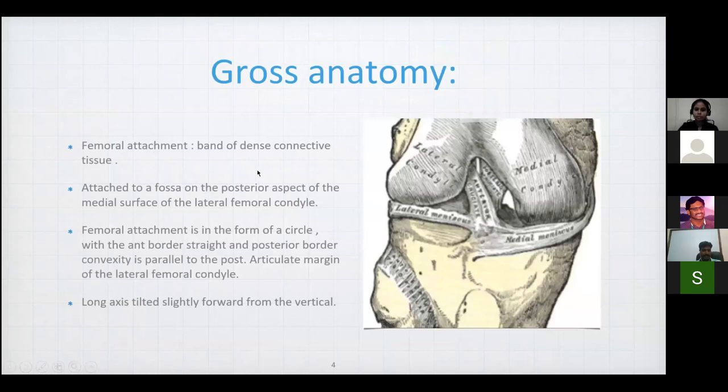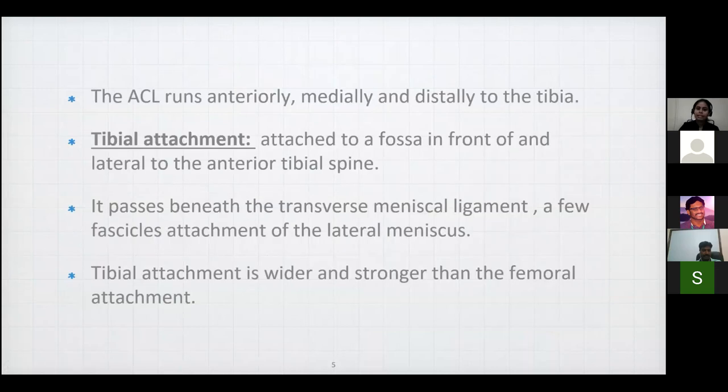Let us see the gross anatomy of an adult ACL. It has two attachments. The origin is the femoral attachment and the insertion is the tibial attachment. The femoral attachment is a band of dense connective tissue attached to a fossa on the posterior aspect of the medial surface of the lateral femoral condyle. As you can see in this picture, the femoral attachment is in the form of a circle with the anterior border straight and the posterior border convexity parallel to the posterior articular margin of the lateral femoral condyle. The long axis is tilted slightly forward from vertical. The ACL runs anteriorly, medially, and distally to the tibia.